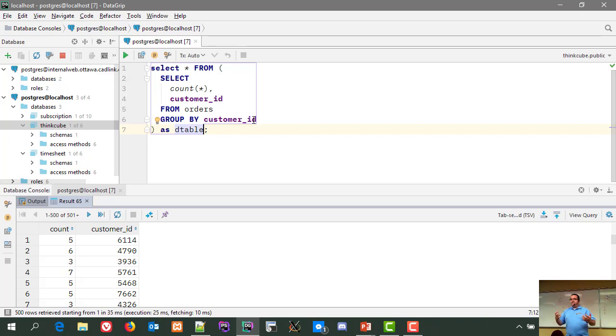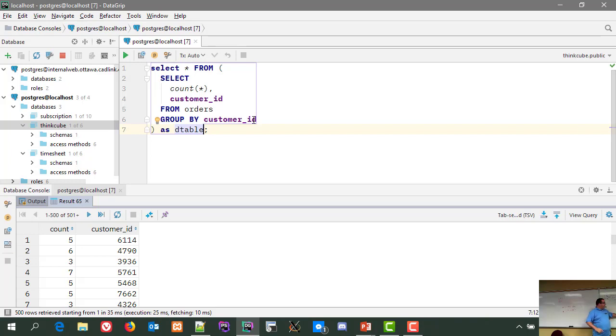Now, the big difference though is what's happening now is this query is being placed in memory into a temporary table called dtable. So it's as if I said, okay, I'm going to count how many males are in this room, biological males, let's be careful. How many biological males are in this room? I'm also going to count how many biological females are in this room. And I'm going to take those two numbers and write them on the board. And I'll call it, you know, biological count.